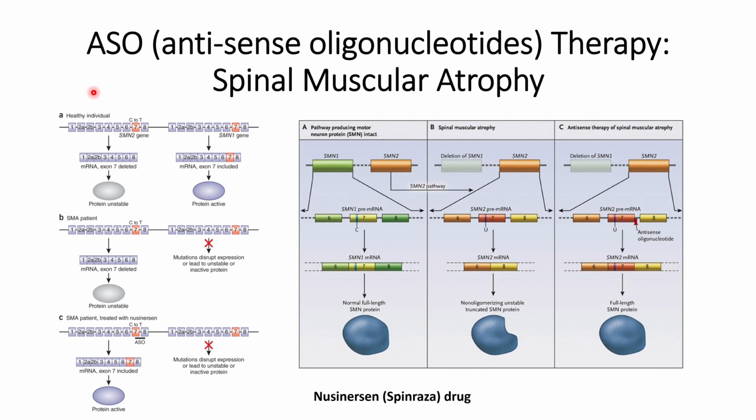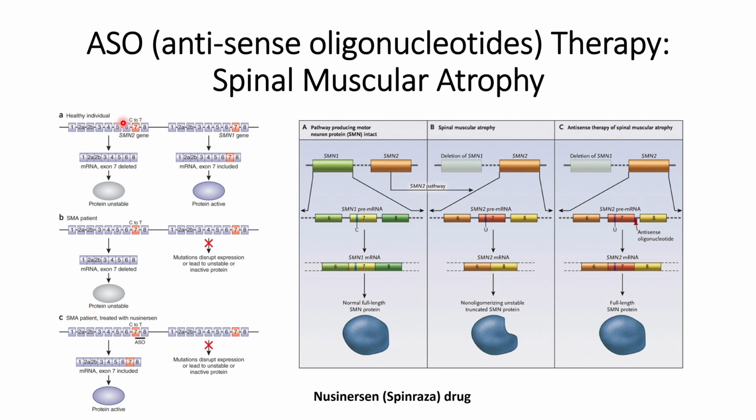In this video, we will discuss one of the strategies that has been used, or will be used in future, for treatment of spinal muscular atrophy. And one of the drugs that has recently been approved based on this therapy is Nusinersen, or Spinraza. So let us first understand how this antisense oligonucleotide therapy works.